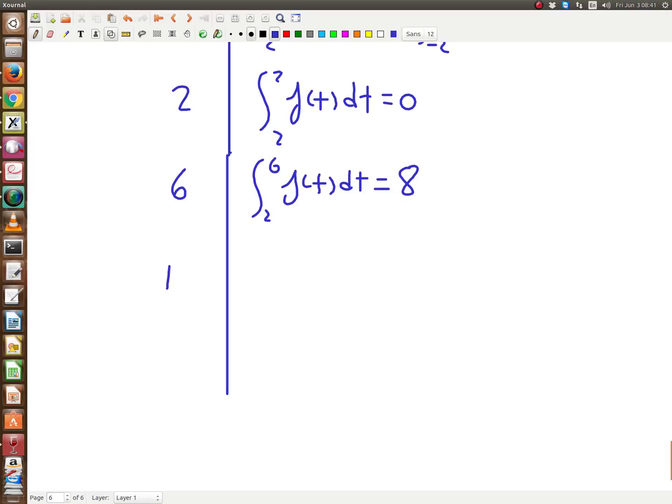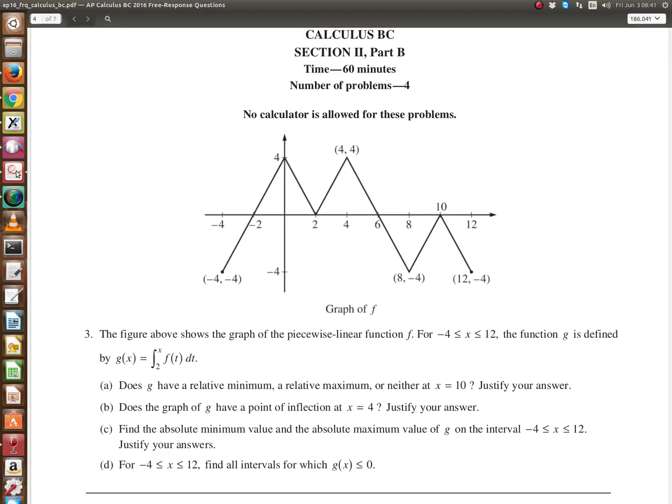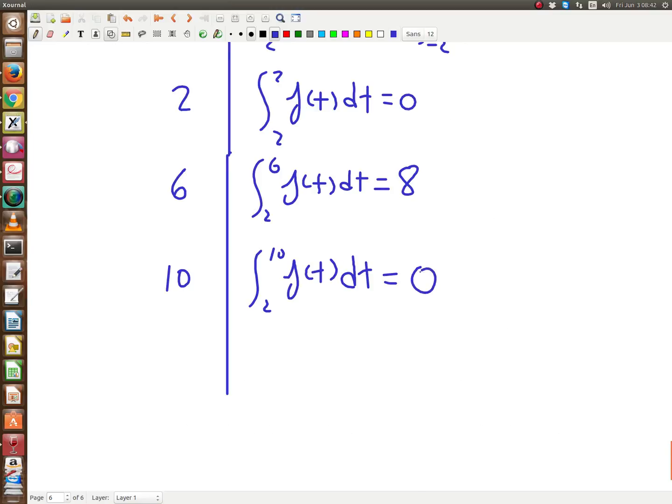Then another critical point was g prime is 0 when f is 0, at x equals 10. So it's the area from 2 to 10. And take a look at the diagram. There you go. Okay. And from 2 to 10, well, from 2 to 6 it's +8, and from 6 to 10 it's -8. The area bounded by those triangles, right? The signed area for a definite integral. That cancels out to 0. So here we go again. We have another 0.